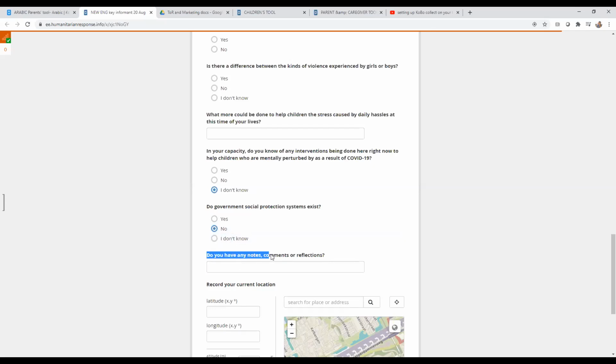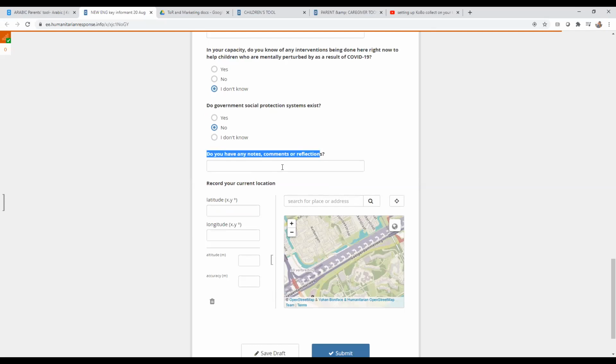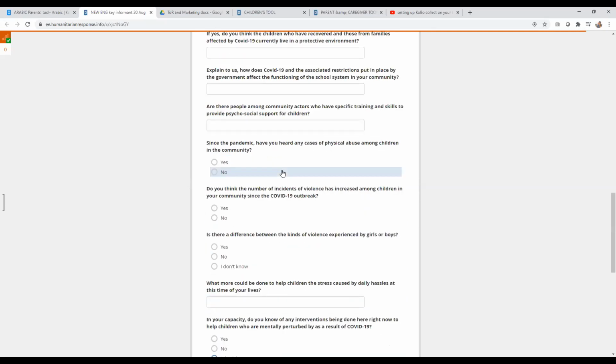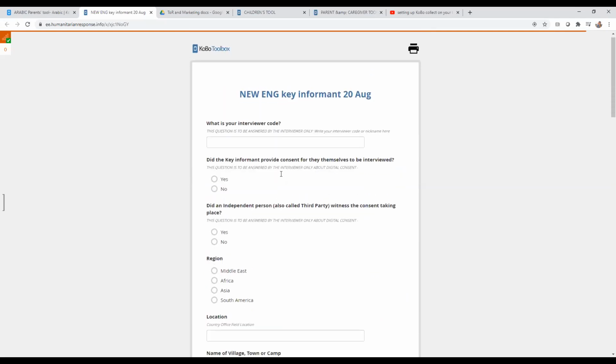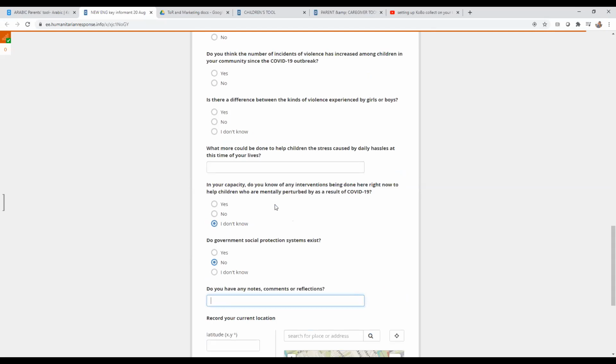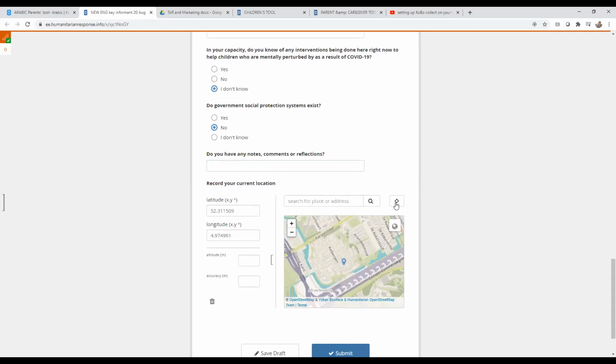The next question is, do you have any notes, comments, or reflections? So we are at the end of this key informant questionnaire, and the same thing like the last time. Maybe during the interview, the enumerator has noticed something that is really important. That information can be added here. And then again, we do the GPS check.